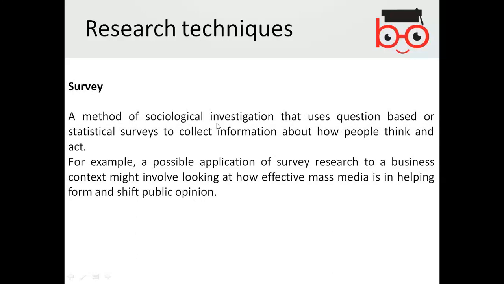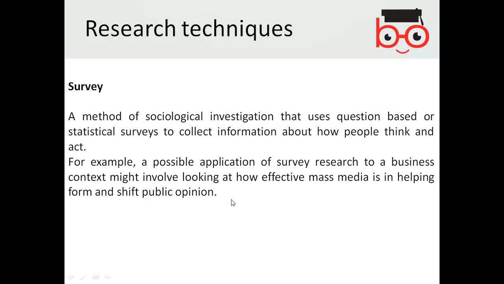Survey. A survey is a method of sociological investigation that uses question-based or statistical surveys to collect information about how people think and act. For example, a possible application of survey research to a business context might involve looking at how effective mass media is in helping form and shift public opinion.